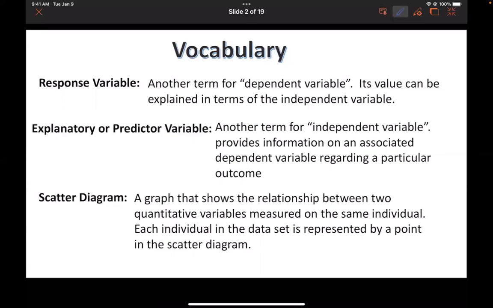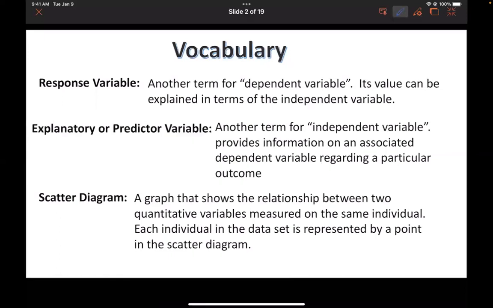Because in stats, we can't just use the terms that already exist. We have to create all new terms, because that's what we do. So the response variable is the dependent variable. It is the variable that we can explain in terms of the other one. The explanatory or predictor variable is the independent variable. So this provides information about the dependent variable.